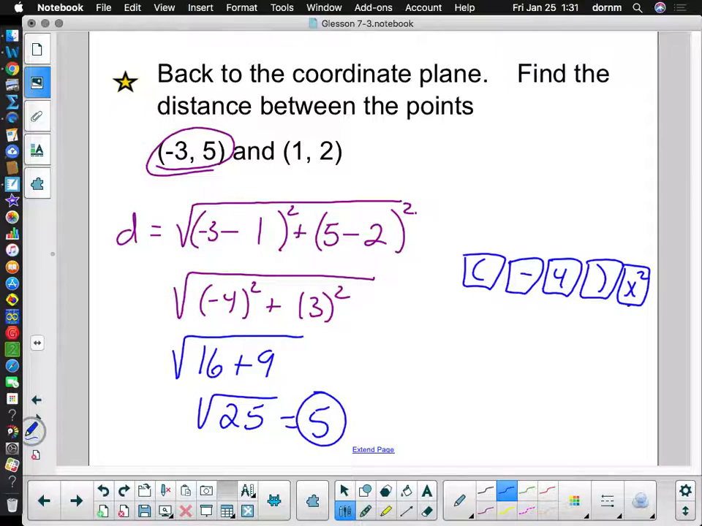I just too often, watching you guys' work, see negative 4 squared and see a negative 16 written down here, and then the square root of negative 7, which of course we can't do, but doesn't make sense. So be thinking when you're working with your distance formula, and know your distance formula well.